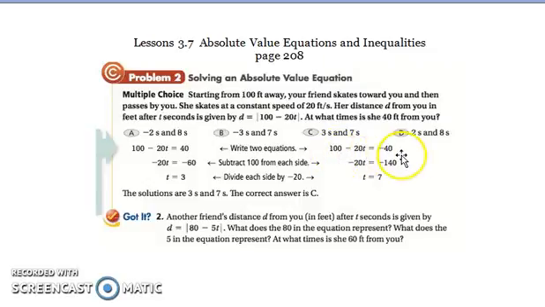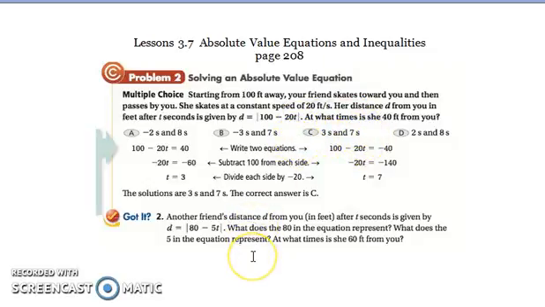So you subtract 100 from both sides. Again, you get negative 20t equals negative 140. And then you divide both sides by negative 20 and you get t equals 7. So if t is equal to 3 and 7, that would be answer C. So this one was multiple choice.